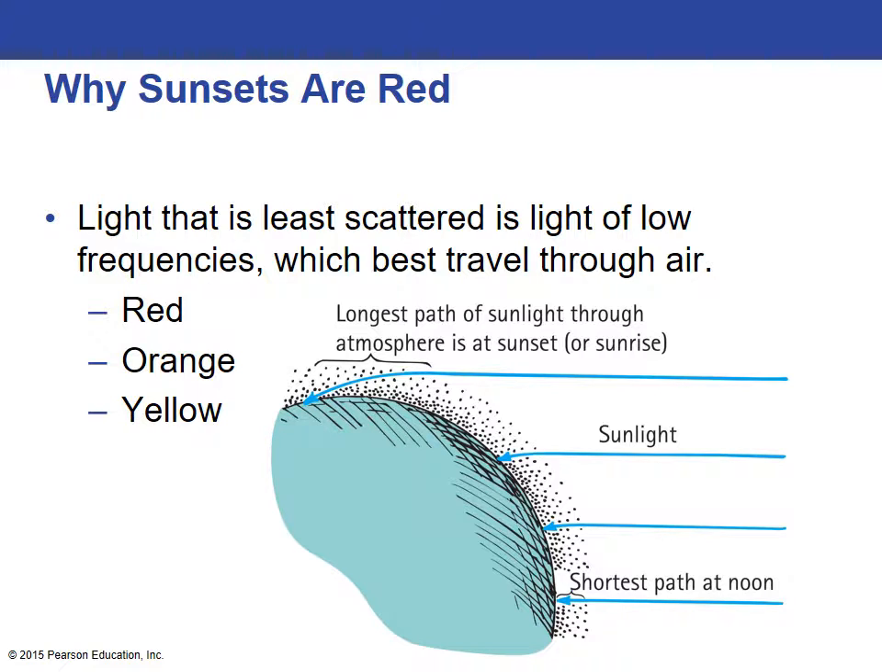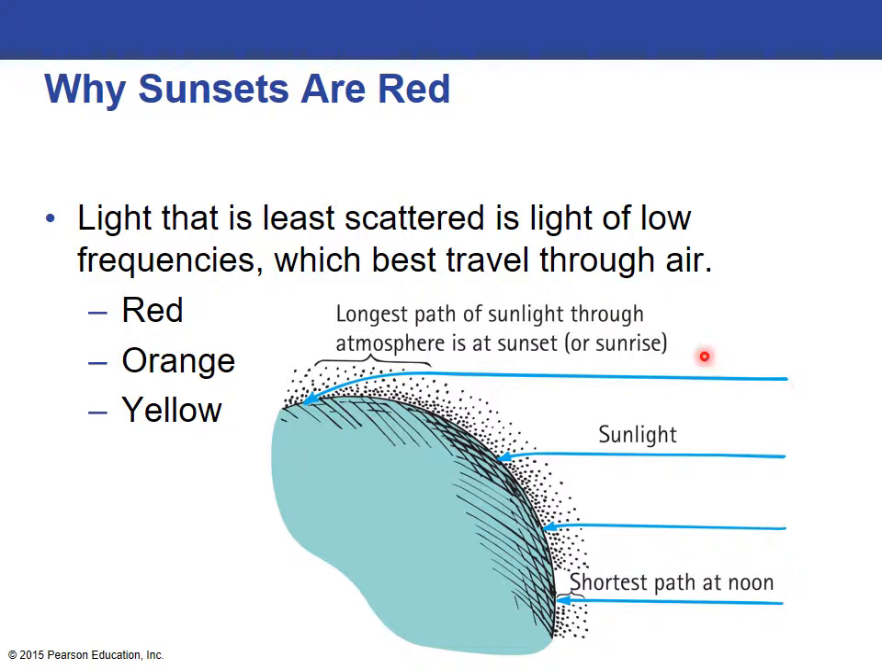Next, we're going to look at why sunsets look red. So light that is the least scattered is the light of low frequency, and these travel best through the air. So these are things like red, orange, and yellow at the low frequency end of the spectrum. Now, when sunlight comes into the Earth at noon, it's getting the shortest path, and so all of that blue light has not been scattered too much, and so we're not seeing those low frequencies of light.